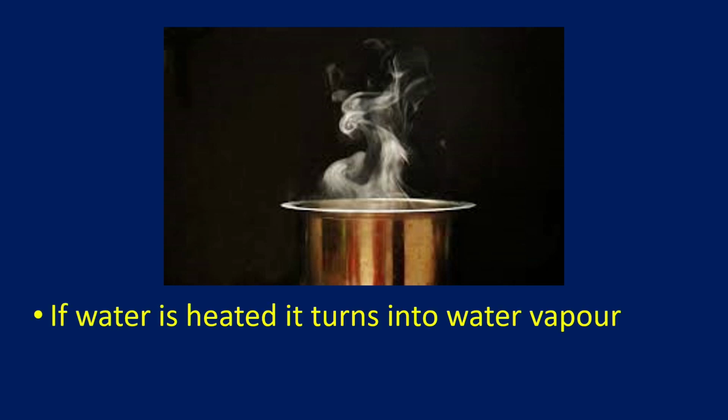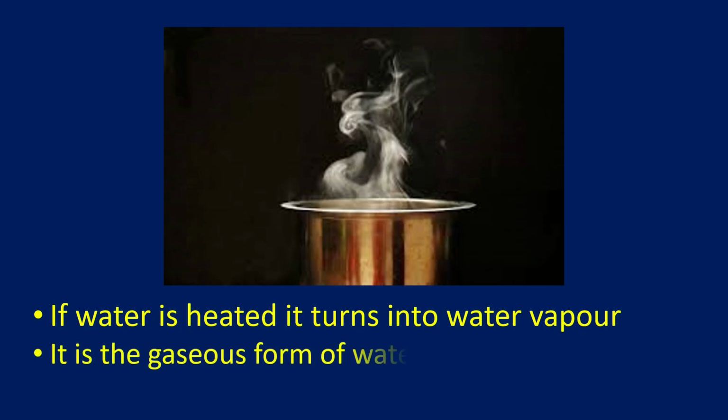Now what is this? Something is boiling in the vessel. What is that? Water is boiling in the vessel. Now something is coming out of it. What is that? It is nothing but vapor. Vapor is the gaseous form of water. If water is heated, it turns into water vapor. It is the gaseous form of water.